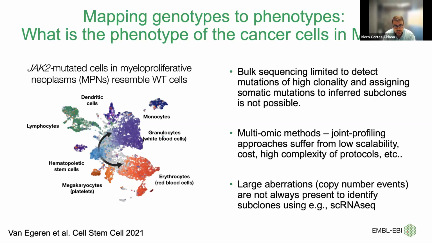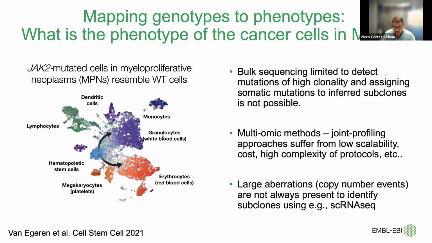So in this project, we were interested in studying JAK2 mutant cells in myeloproliferative neoplasms, or MPNs, which is a type of blood cancer that develops through the clonal expansion of a single cell after the acquisition of a JAK2 mutation. Here in this plot on the left, you see a UMAP representation of the major cell types detected in these cancer patients. And as you can see, there is no clear cluster of cancer cells, which means that the hematopoietic differentiation hierarchy in these patients is maintained.